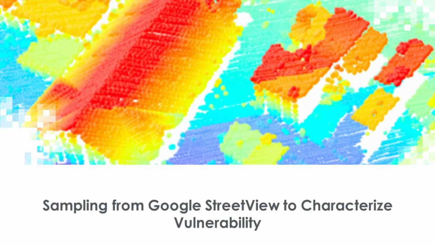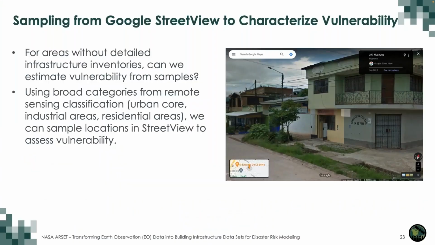Thanks very much, Taylar. Now I'm going to talk about a second case study for assigning attributes to building footprints, or actually larger areas in this case, not individual footprints. But that is sampling from Google Street View and Google Maps to characterize vulnerability. So for areas without detailed infrastructure inventories, can we estimate vulnerability from samples? Can we look at different regions and some detail in those regions from a sample and characterize the whole region?